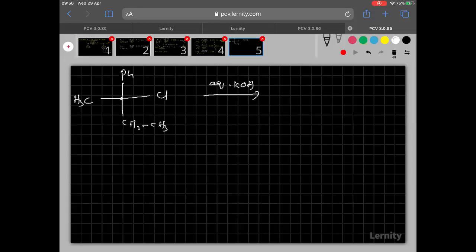Now, to know the mode of mechanism, first of all we have to know whether the alkyl halide is primary, secondary or tertiary. See, the halogen bonded carbon is this one. Now it is bonded to three other carbons: this is one carbon, this is two, and this benzene ring is the third carbon. So the halogen bonded carbon is bonded to three other carbons. Therefore the alkyl halide which I took is a tertiary. So tertiary alkyl halide with aqueous KOH follows which mechanism? SN1 mechanism.